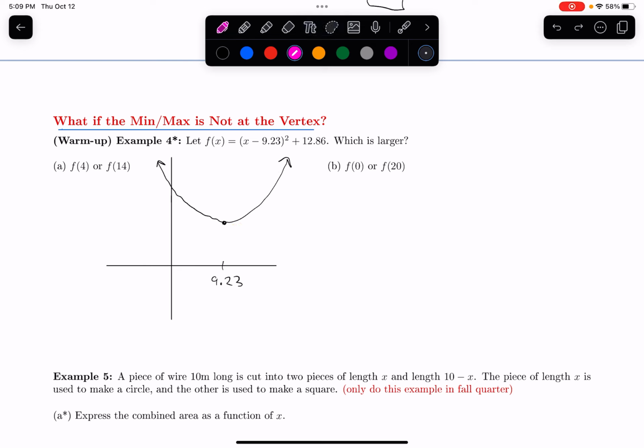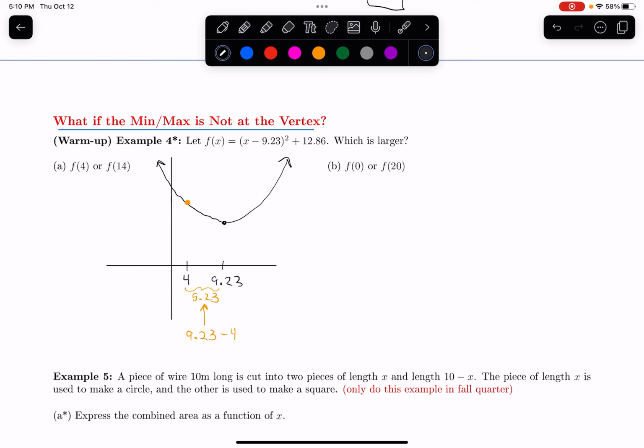If I let x be 4, let's subtract those two values. 9.23 minus 4, I get 5.23. So this length right here is 5.23. Okay, so that is that distance, about 5.23. And I'm going to label that point. If I plug in 4, I get this point right here.